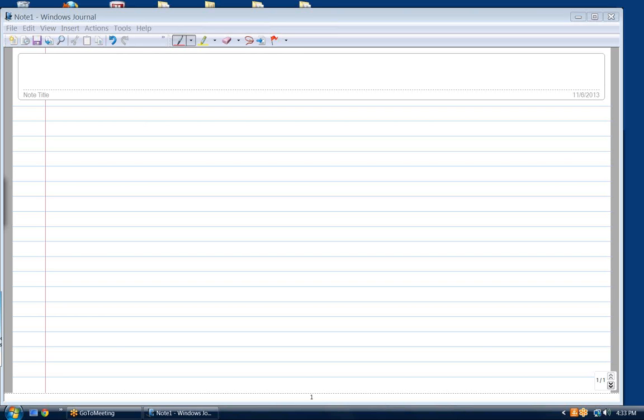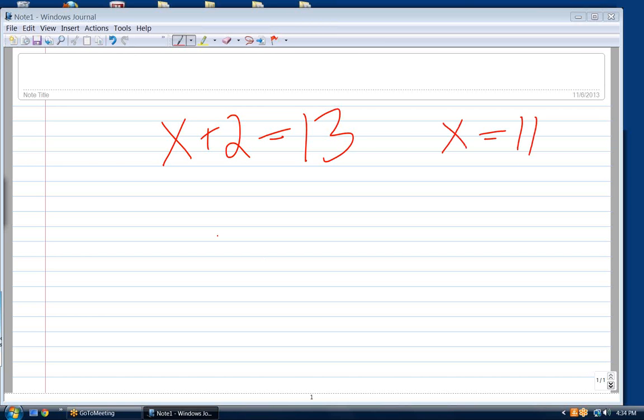So the first 4 are really, really easy. The first one is x plus 2 equals 13, and you get x equals 11. Next one is x minus 7 equals 10. Then you get x equals 17.